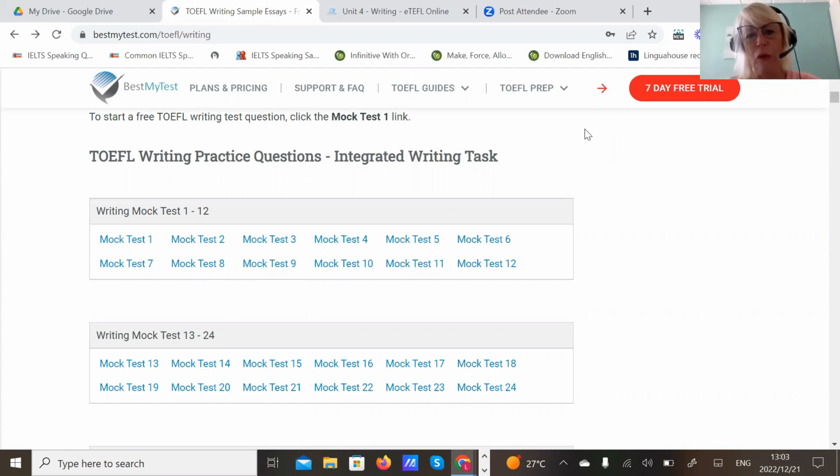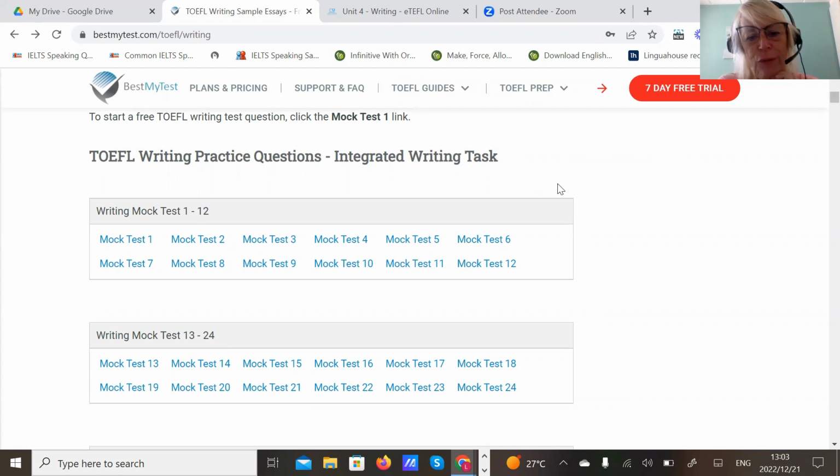So first of all, it is the writing section, the fourth and final part of the TOEFL exam. It's 50 minutes and it consists of two parts: the integrated writing section and the independent. And I'm going to show you an example of both sections.